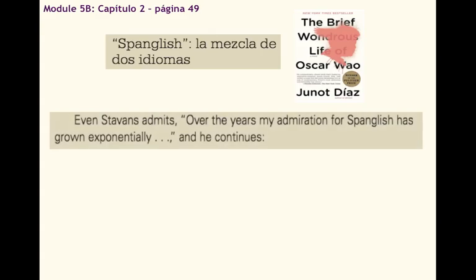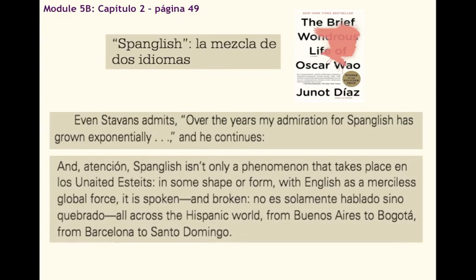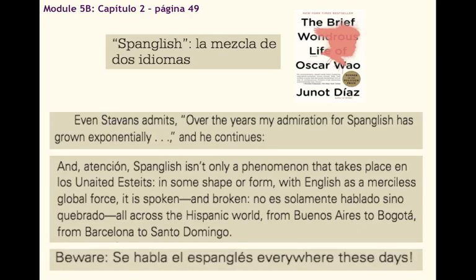Even Stavans admits, over the years my admiration for Spanglish has grown exponentially. And he continues. And atención, Spanglish isn't only a phenomenon that takes place in los United States. In some shape or form, with English as a merciless global force, it is spoken and broken, no es solamente hablado, sino quebrado, all across the Hispanic world, from Buenos Aires to Bogotá, from Barcelona to Santo Domingo. So beware, se habla el Spanglés everywhere these days. Spanglish is spoken everywhere these days.